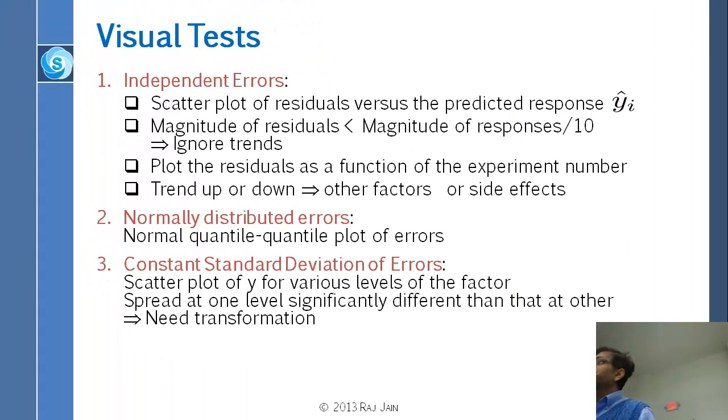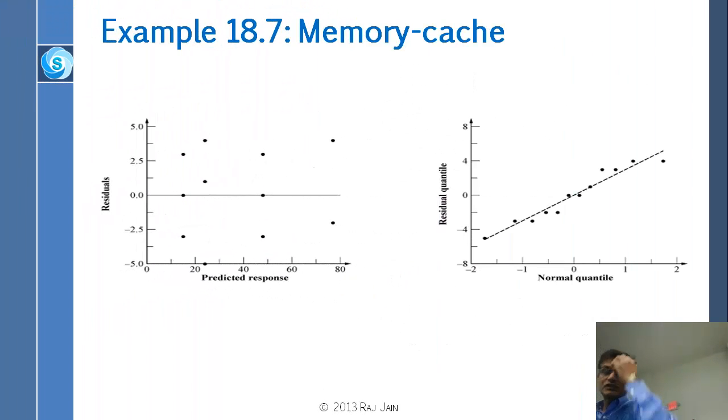So anyway, how do we verify independent errors? Scatter plots of residuals versus the predicted response, and then we look at the magnitude. If the magnitude is small, we are happy. If they are large, then we worry about the trends. We can also plot the residuals as a function of the experiment number. We can see the trends. Normally distributed, quantile. Constant standard deviation, we again look at how the spread is. So this is what we do for this study.